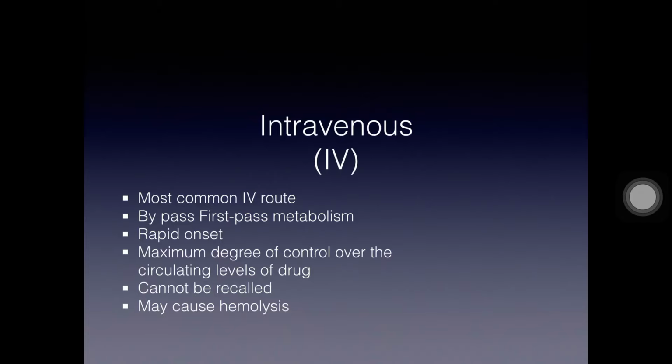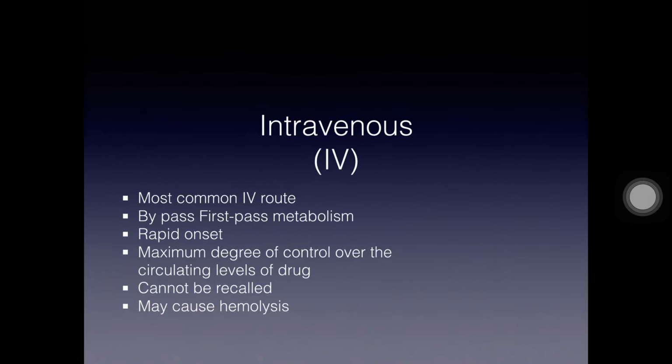IV route is the most commonly used route of administration among all the parenteral routes. This is used for those drugs which are not orally absorbed or when there is no other choice. While using the IV route, the drugs avoid the GIT encounters, and in this way first pass metabolism. So the benefits of using the IV route are that they produce a rapid onset, and they have a maximum degree of control over the circulating levels of the drugs.